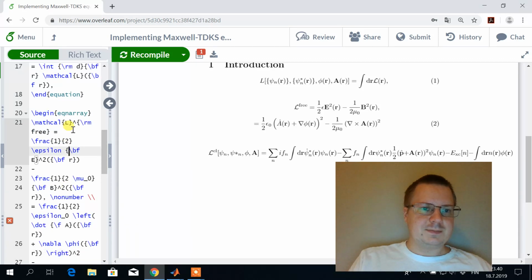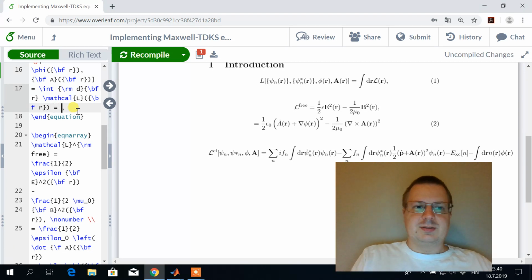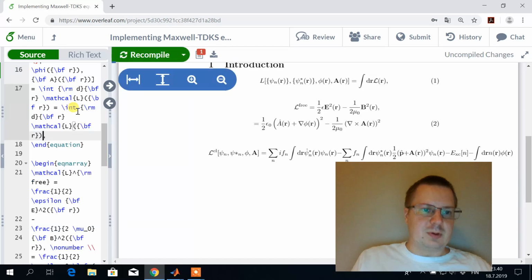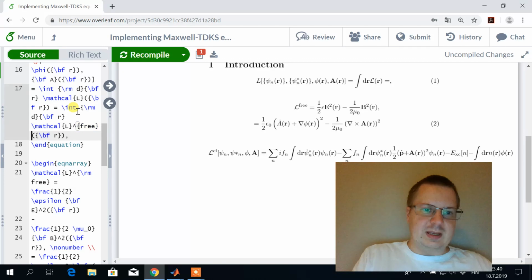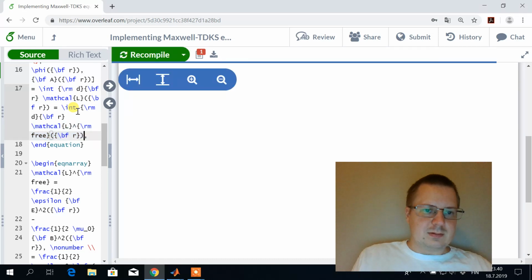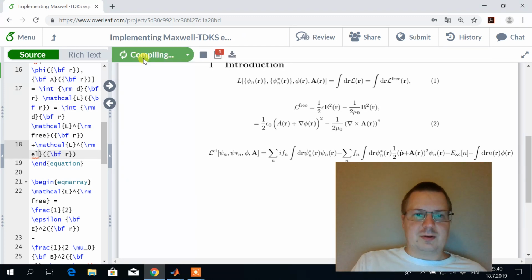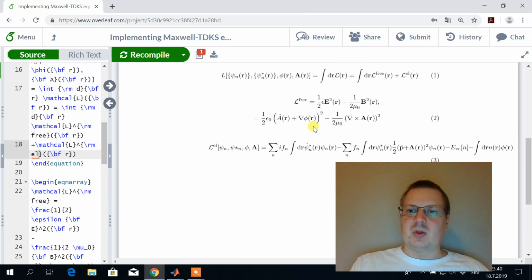And yes, so let's just call this the sum of the free plus L coupled. I mean, we could call it also L coupled or something. Okay.